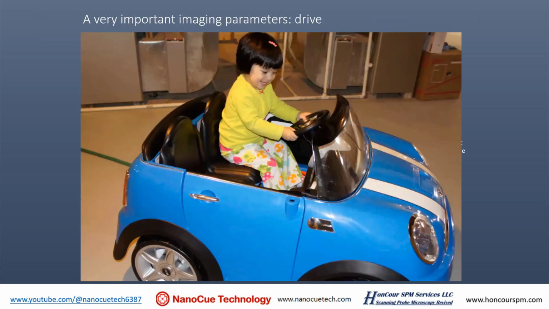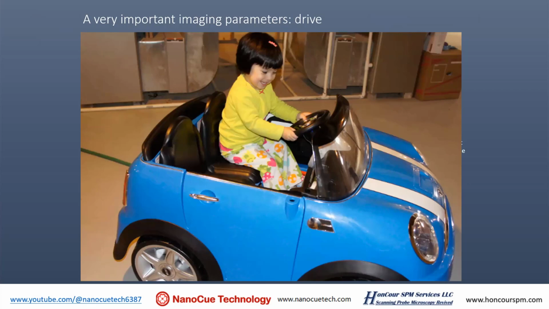So I put this here: drive. You have to pay attention to the drive. Most people don't pay attention to drive because they click auto tune, and the drive is automatically determined. They think, because the drive is automatically determined, it must be a very good drive. This is actually not very true. You have to pay attention to drive.